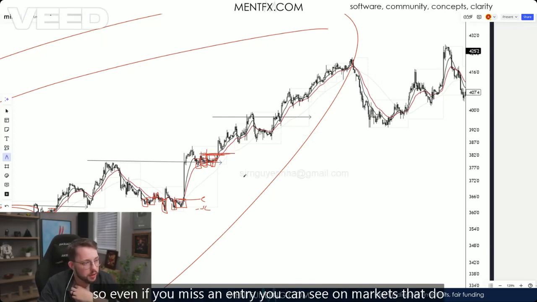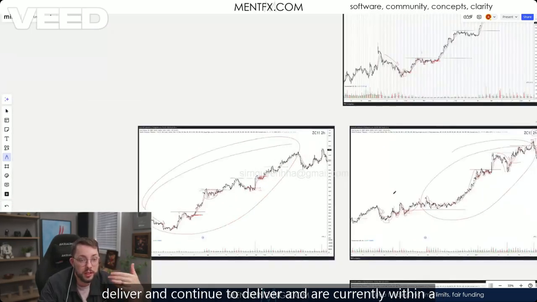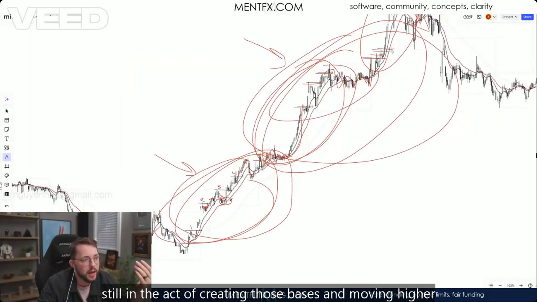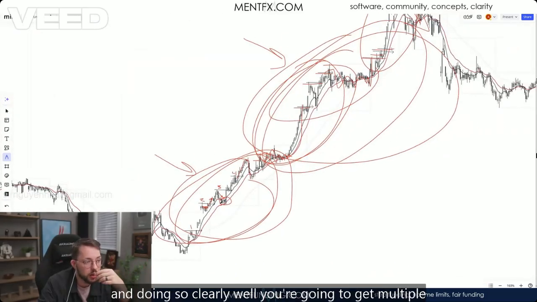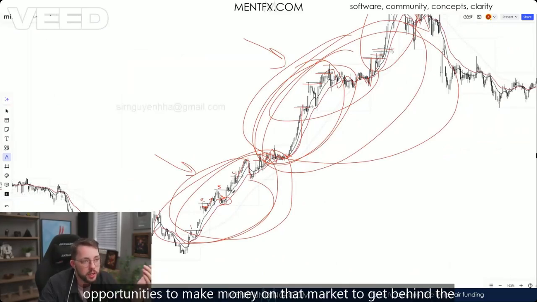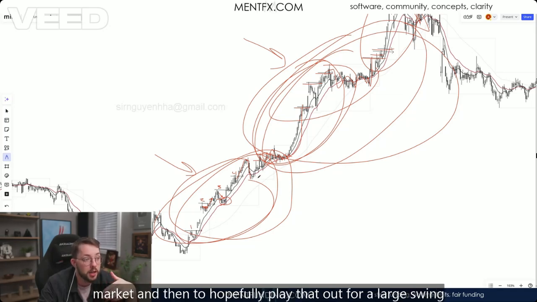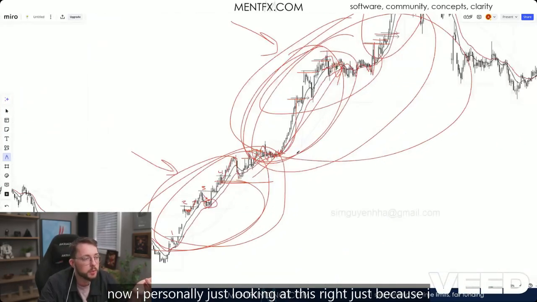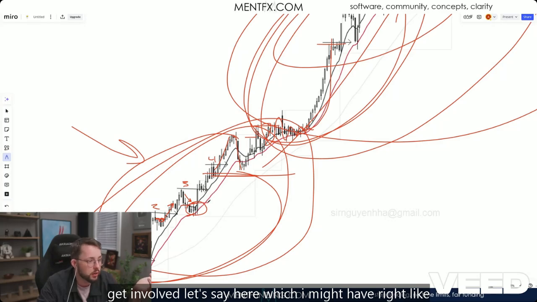Again, same exact thing. So even if you miss an entry, you can see on markets that do deliver and continue to deliver and are currently within a validation timeframe that are not super extended or are still in the act of creating those bases and moving higher and doing so clearly, well, you're going to get multiple opportunities to make money on that market, to get behind the market, and then to hopefully play that out for a large swing.